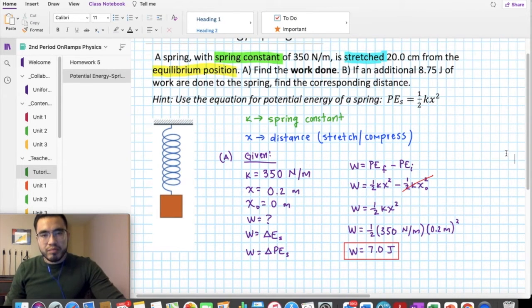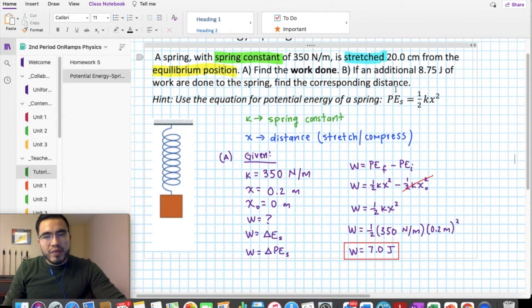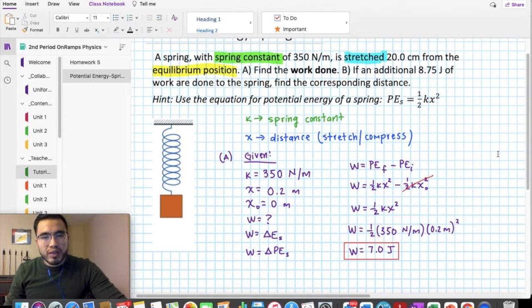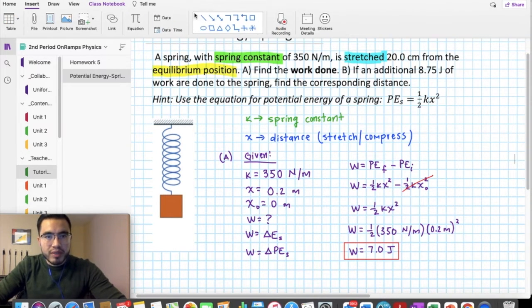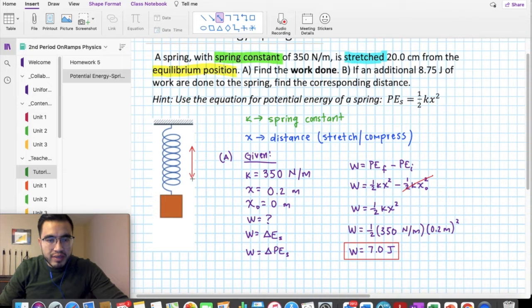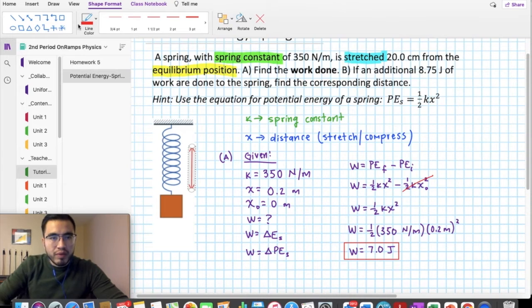Let's continue with question B, right? It says, if an additional 8.75 joules of work are done to the spring, find the corresponding distance. Now I'm going to use the picture. So let's say I'm going to call this point A, point B, right, to account for the distance. So from the equilibrium position, which I'm going to assume is somewhere here, from here to here, let's think that's A, right? This is from equilibrium.